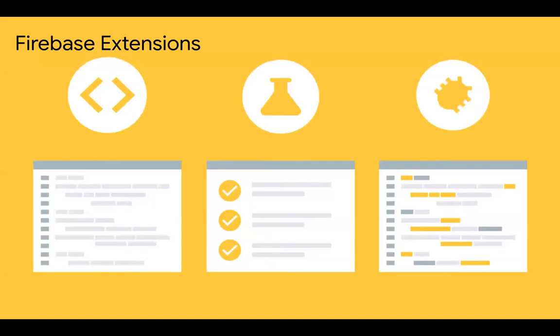Sometimes you need a solution to a common problem. Instead of writing a Cloud Function to do it yourself, you can use Firebase Extensions. Firebase Extensions are a collection of pre-made, configurable functions to handle common use cases, like resizing uploaded images, sending emails, or translating text to different languages. You can find Firebase Extensions on the Firebase documentation page or directly from the Extensions page on the Firebase console.